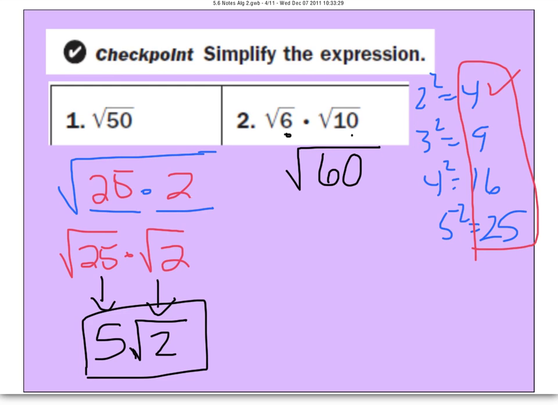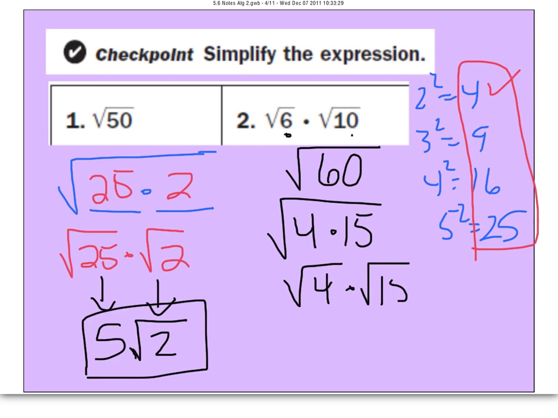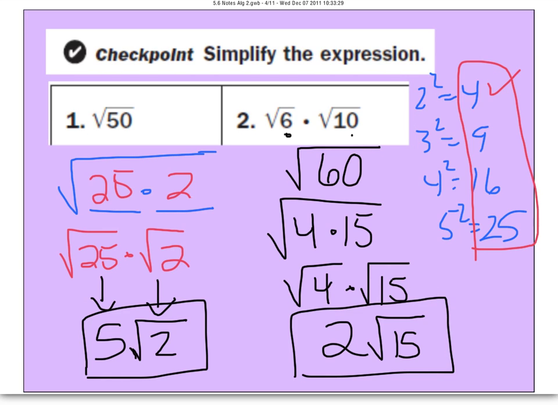It's going to be the 4. So I can rewrite this as 4 times 15. Therefore, I can break it up, the square root of 4 times the square root of 15. The square root of 4 is the number 2. The square root of 15, there's nothing nice. So I just keep it, and that's our simplified answer.